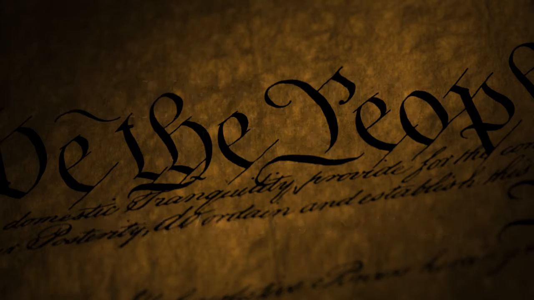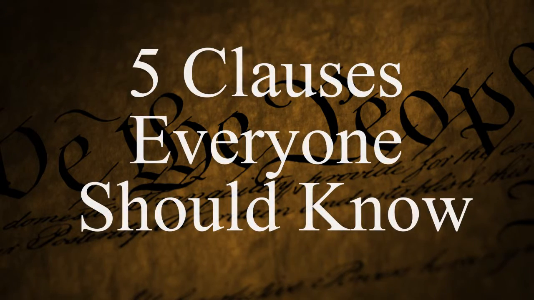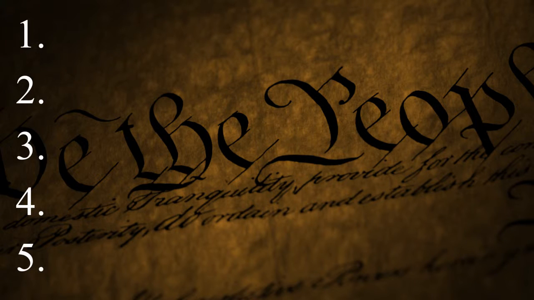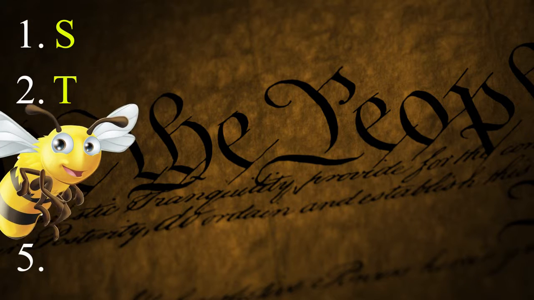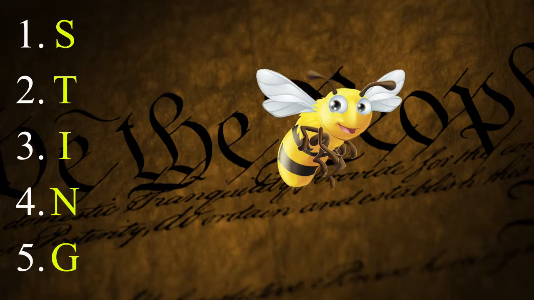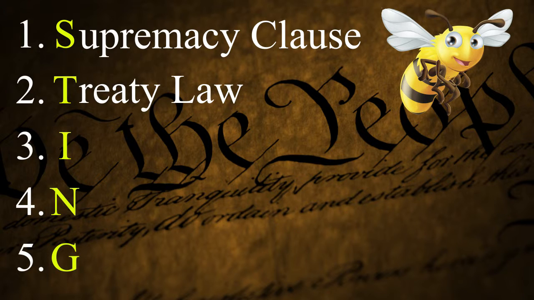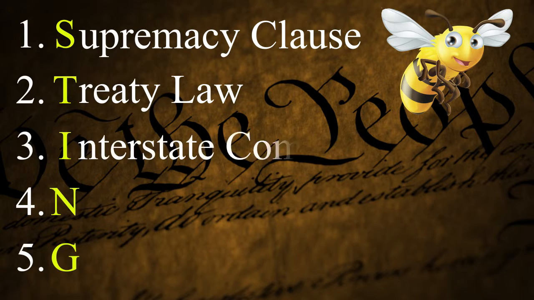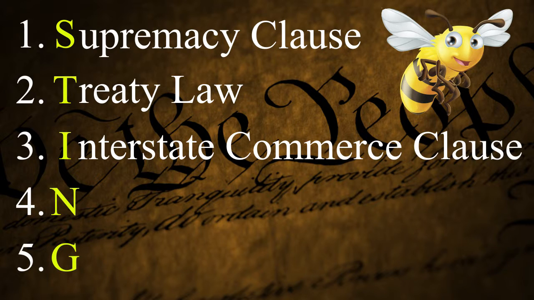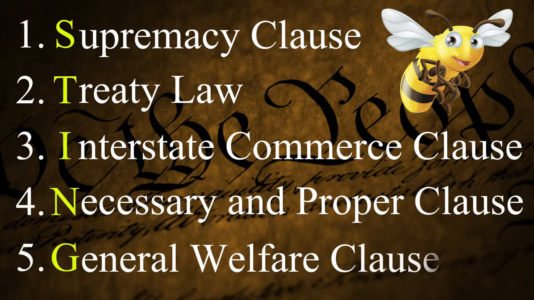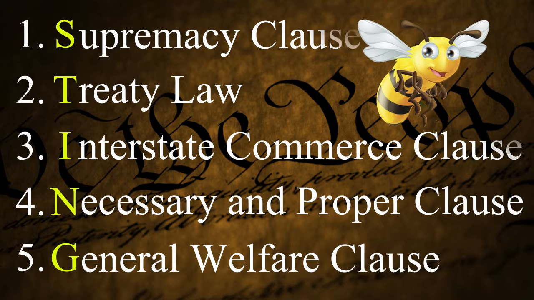Okay? 5 clauses everyone should know. Remember those? I can give you a little hint here, but if you remember them offhand, let me give you a second. There's a little help. The acronym STING, remember? So S stands for Supremacy Clause. The T stands for Treaty Law Clause. The I stands for Interstate Commerce Clause. The N, Necessary and Proper Clause. And the G, General Welfare Clause. Now, what are those references?